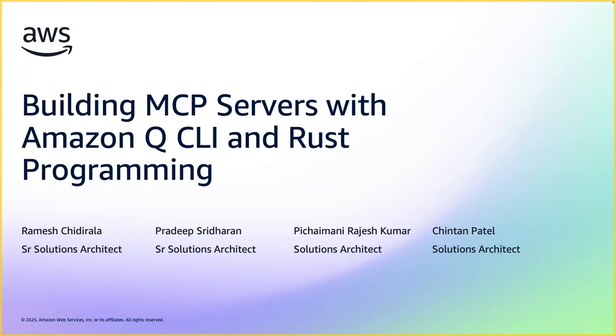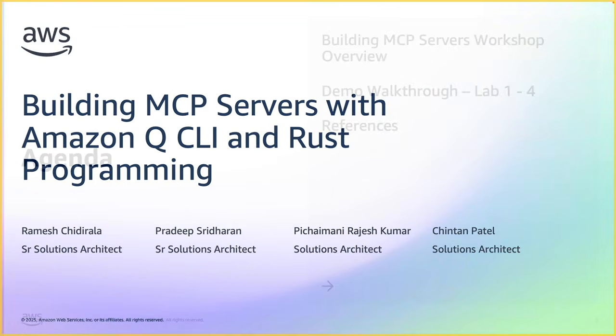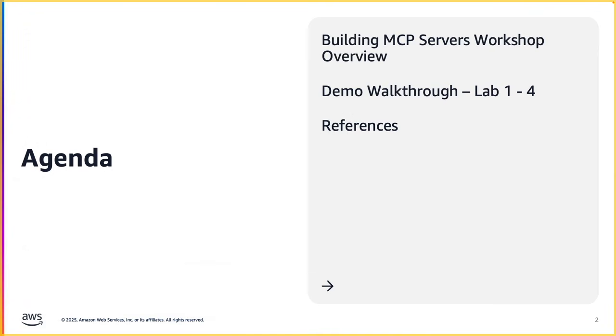In this session, I'm joined by three of my colleagues and friends, Chintan Patel, solutions architect, Ramesh Chitirala and Pradeep Sridharan, senior solutions architect from my team, in presenting you on the topic of building MCP servers with Amazon QCLI, and this is done using the Rust programming language. So let's get this started here.